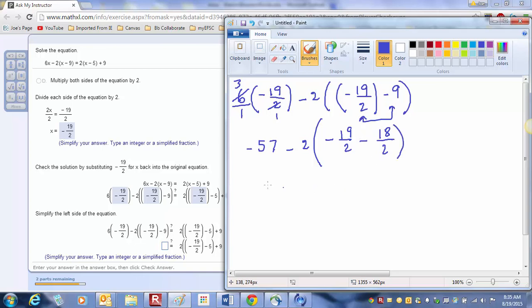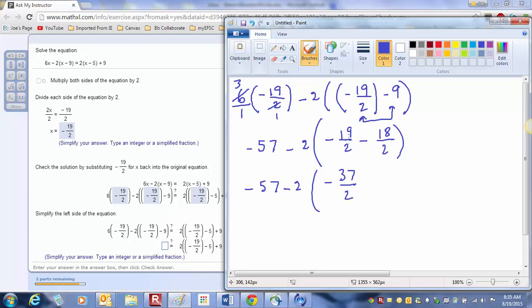So let's go to the next step. This is negative 57 minus 2. Now, notice that we have the same denominator. Now we can add the numerators because these are like signs. So 19 plus 18 is 37. So we have now negative 37 over 2.